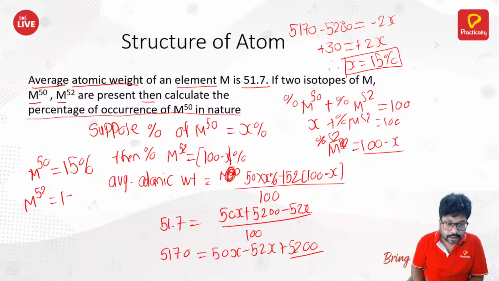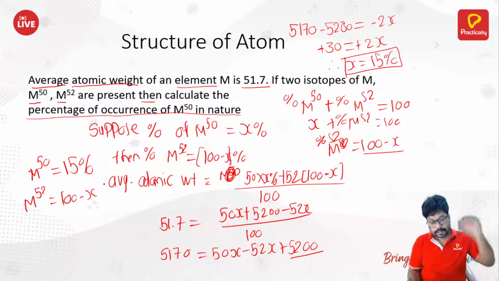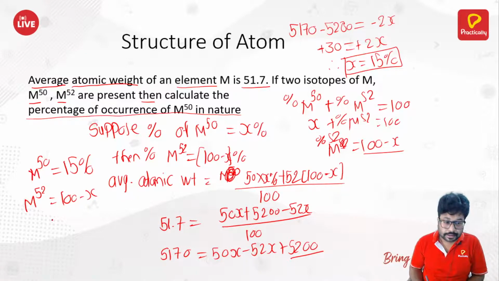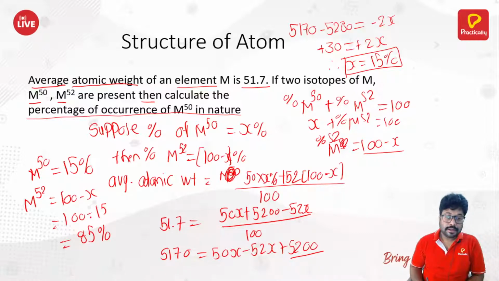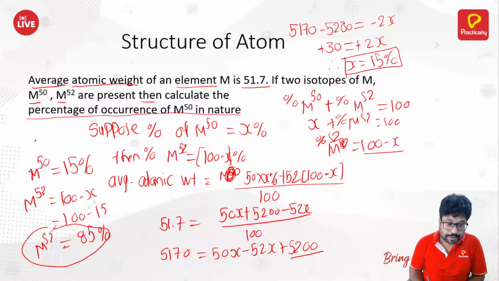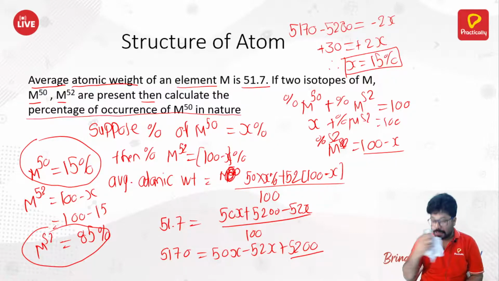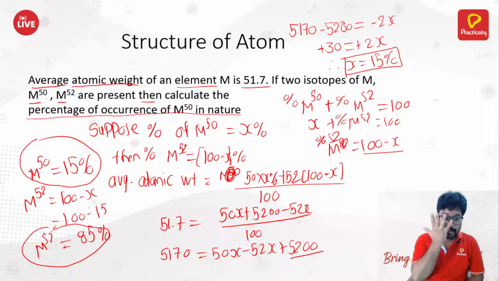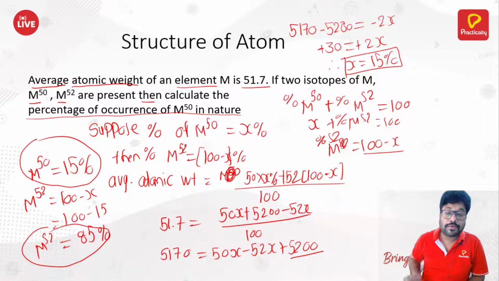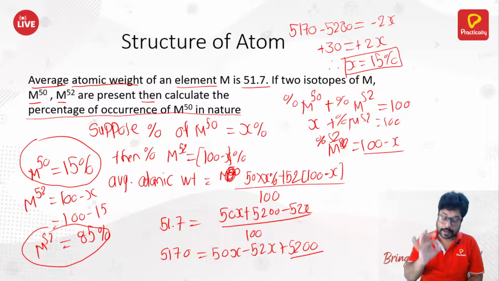M50 is how much? 100 minus x, right? And how much is your x? Your x is 15, right? So it becomes 100 minus 15 is equal to 85%. So 85% for M52 and 15% for M50. So that is how, if the average atomic weight is given, you can calculate the percentage of isotopes in that given element.